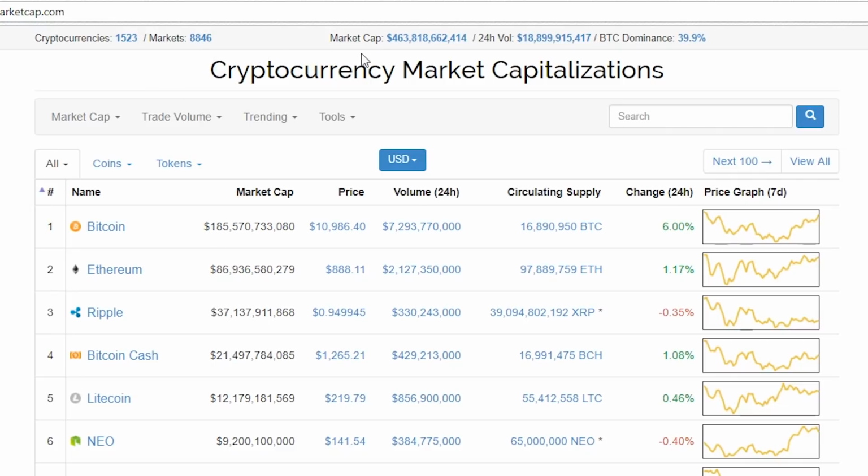Now moving along, we'll see here the market cap. So this is the market capital. Now the market capital is basically just the sum of all the individual market caps of all these 1,523 cryptocurrencies that are listed here. Now we'll go into how market cap is calculated shortly, but that's what it is.